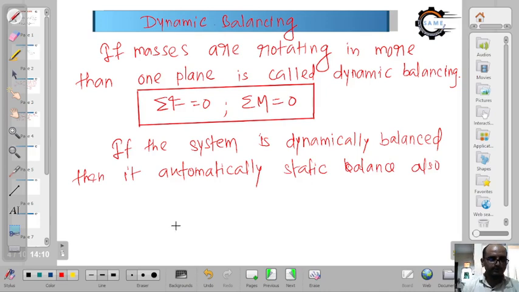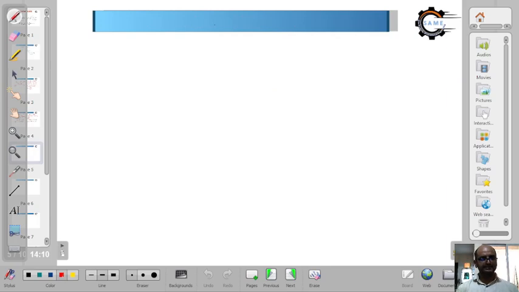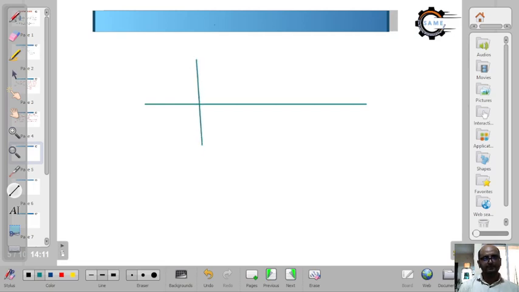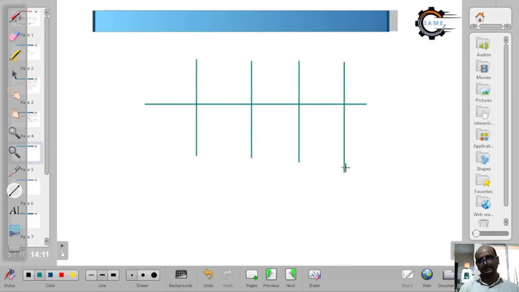I'll draw a diagram, and a plane also, and I will show you how to do dynamic balancing. See, in dynamic balancing the systems are at different planes, right? Here this is one plane, I'll take this as another plane, this one more plane, and this is another plane, right? On these planes the masses are, I will make it dotted. These are just the axes, I need not make them dotted.